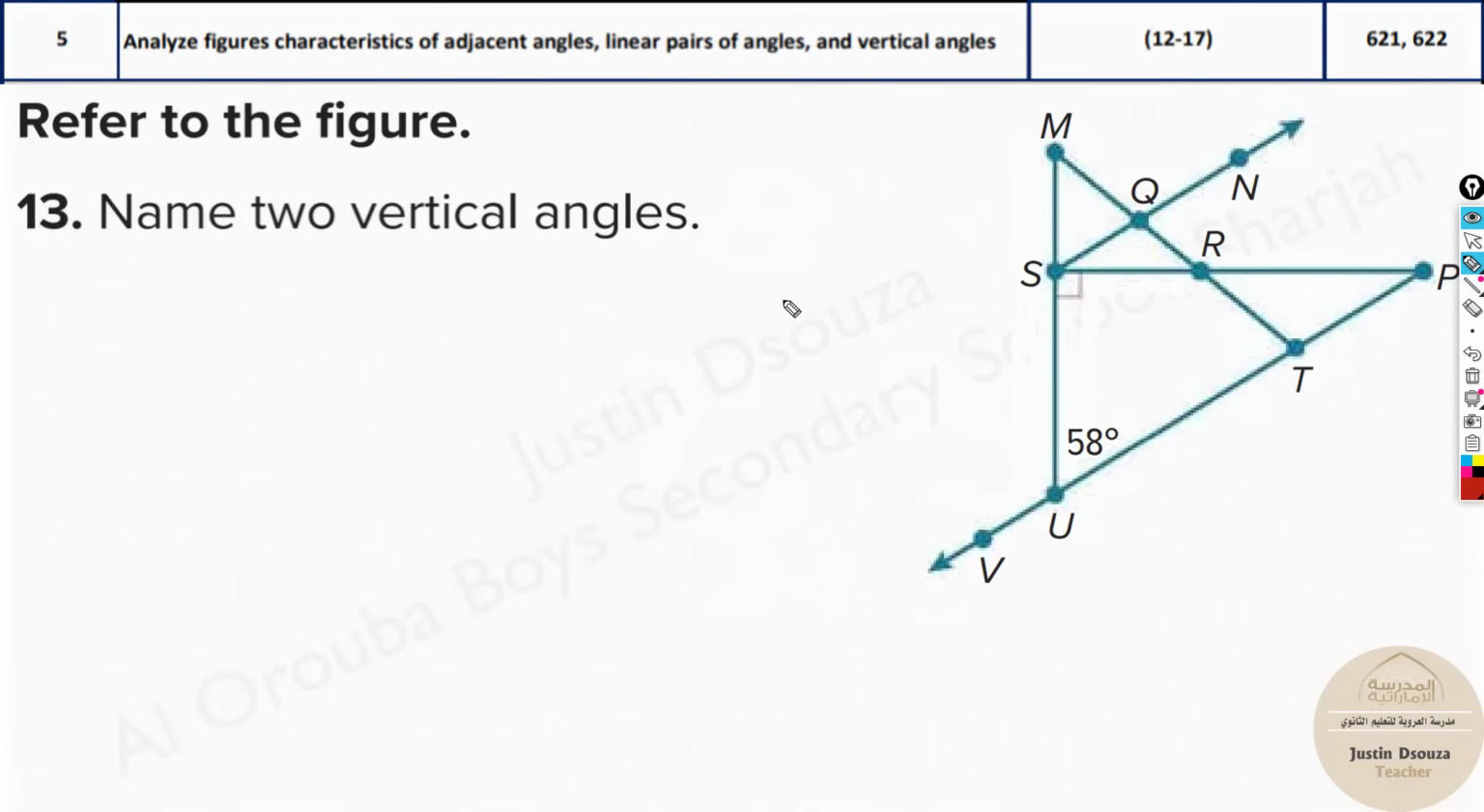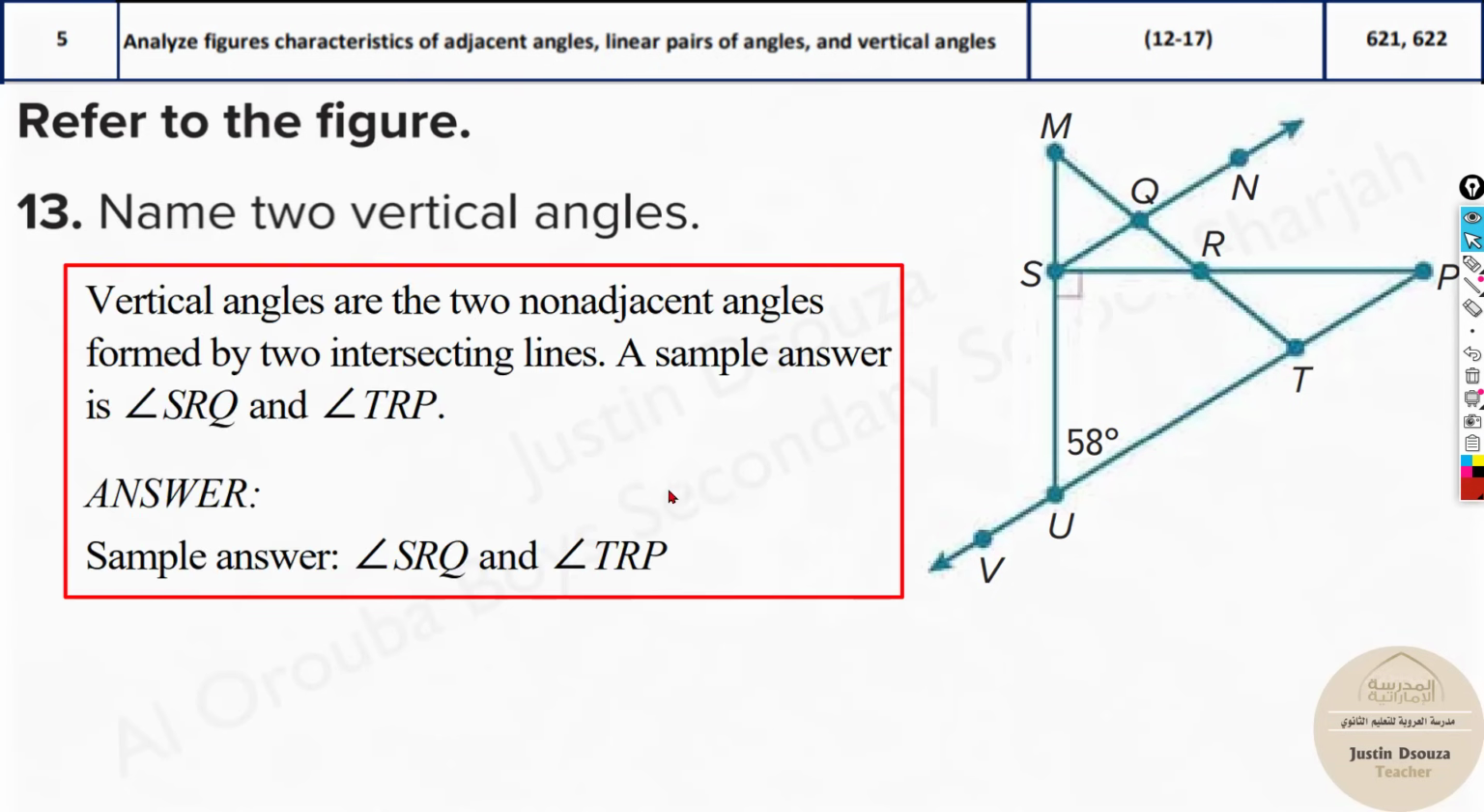What about the vertical angles? Vertical angles have two intersecting lines but they are not adjacent, they are opposite. See, vertically opposite, right? Now this is also vertical angles but they cannot be adjacent. These adjacent angles that are linear pairs will add up to 180 degrees, whereas vertical angles are something like this. They are non-adjacent angles and they are equal to each other. So over here there are plenty of vertical angles. You can tell MQN and SQR. Over here they have mentioned SRQ and TRP. This is also vertical angles.